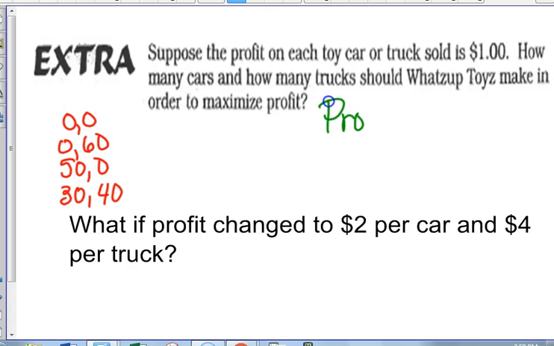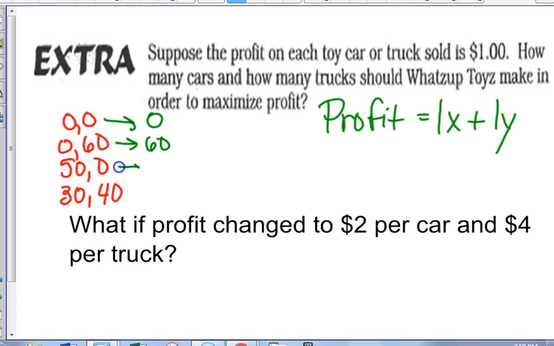Okay, read this sentence and somebody tell me what I'm going to write for the profit expression. Profit is equal to how much? $1 for every car and $1 for every truck. That would not be very exciting. But if we only made $1 for every car and every truck, what would this yield? Putting a 0 in for x and a 0 in for y would give me a whopping $0 of profit.